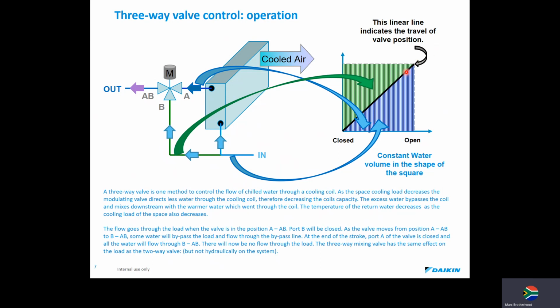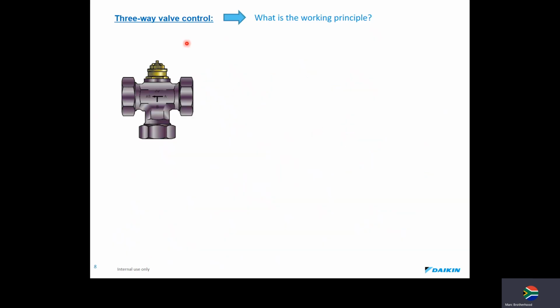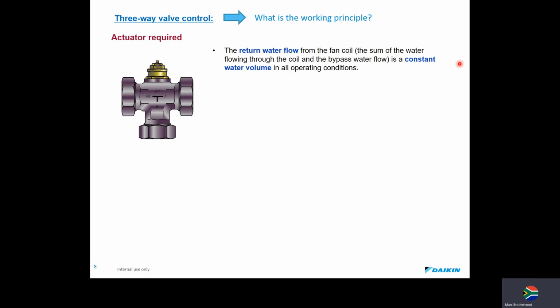This linear line indicates the valve position of the valve stem moving in and out. It's linear, okay? So this is pretty much what a three-way control valve looks like. Your actuator motor, electrical motor, will be on 12 volts or 220 or 24 volts. So what is the working principle? I've put here we need an actuator to drive the valve stem.